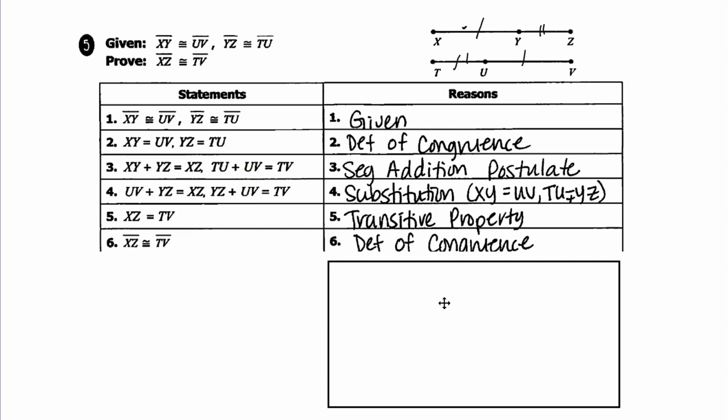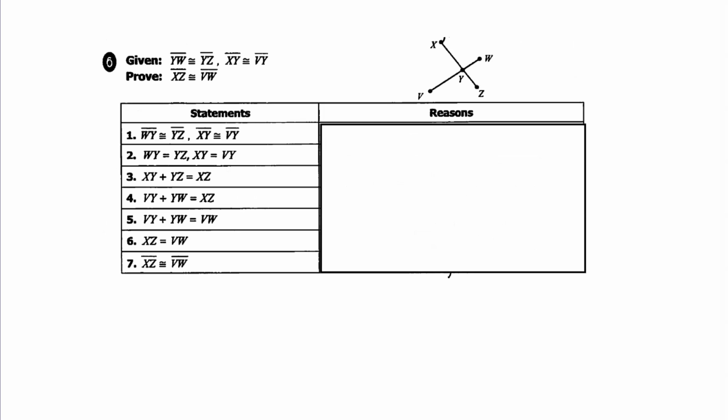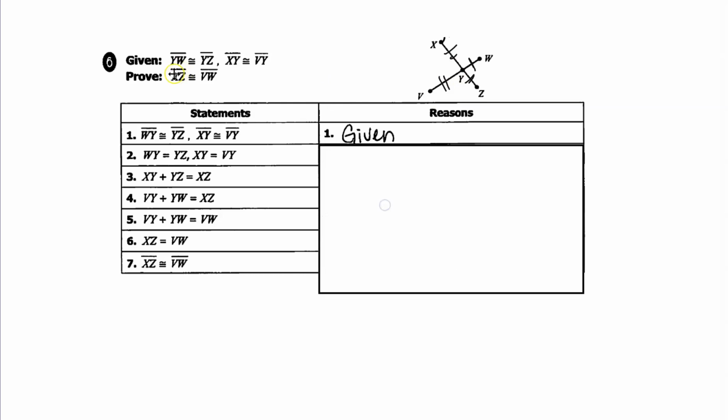See how they're very similar in some ways? I know it's a lot to take in, and it's slightly overwhelming, but we'll get better and better at it as we do it. All right, we have two intersecting lines. It tells me that YW is congruent to YZ. And we have XY to VY. So that is our given, which is what we start off with. We have to prove that segment XZ is congruent to VW.